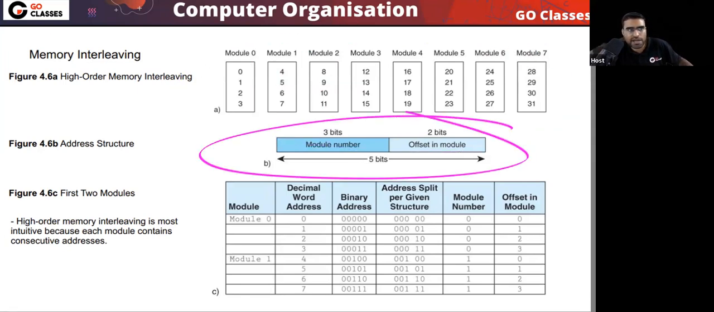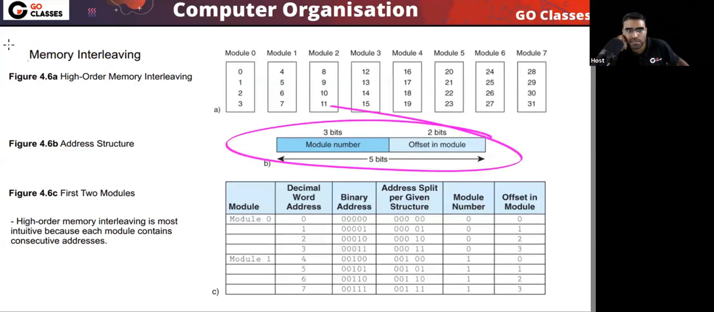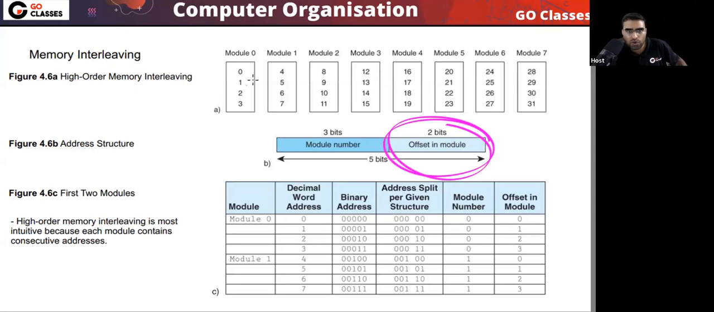This is your address. The address is 5 bits. In this high order memory interleaving, these 3 bits we will use for selecting the module. Yes or no? High order memory interleaving. So the MSB bits of the address, these 3 bits, we will use to select a module. And these 2 bits we will use within the module.